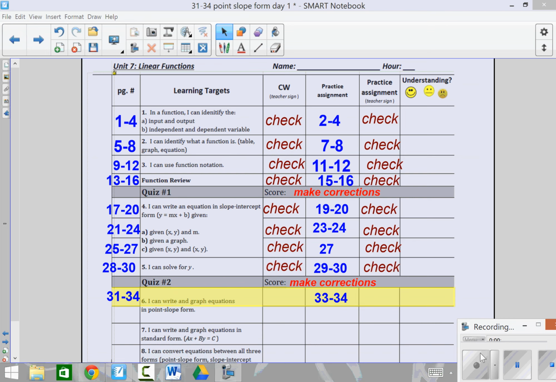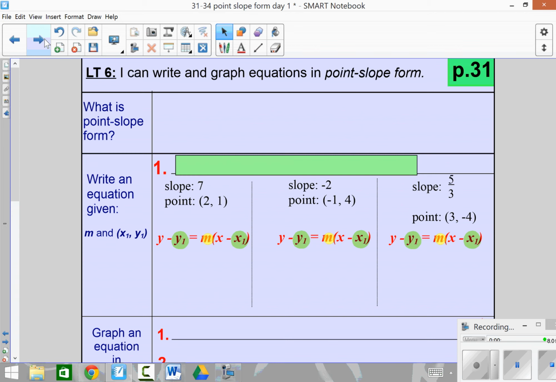All right, this video is for Learning Target 6, day 1 of Learning Target 6. We're going to spend 2 days on this, so go ahead and turn to page 31 after writing in your page numbers here. Learning Target for this video, page 31, is I can write and graph equations in point-slope form.